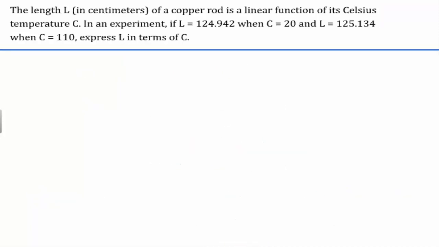Now in this question, the length L of a copper rod is a linear function of its Celsius temperature C. In an experiment, if L is 124.942 when C is equal to 20 and the value of L is 125.134 when C is 110, express L in terms of C. Let us see the solution for this.